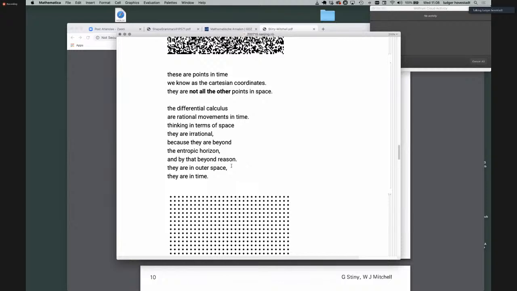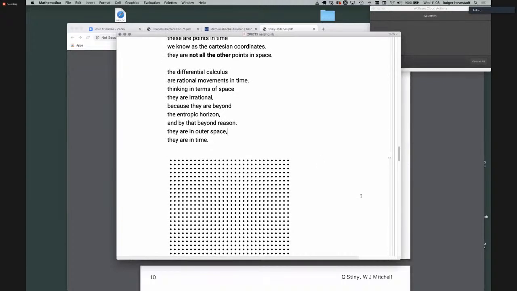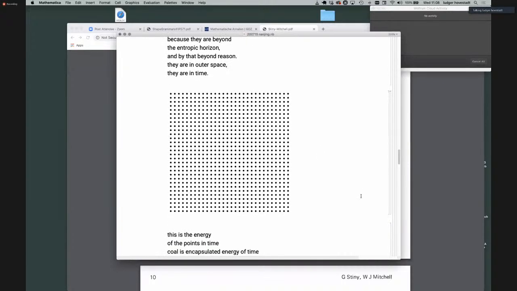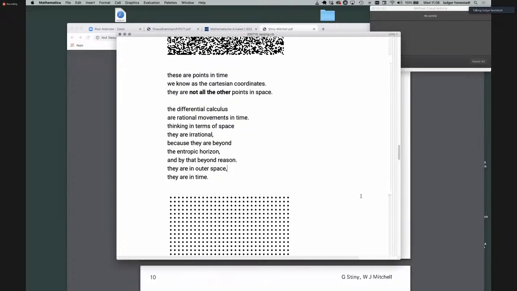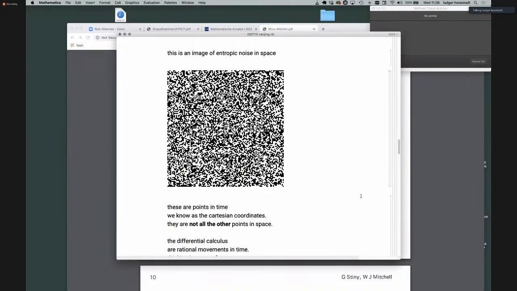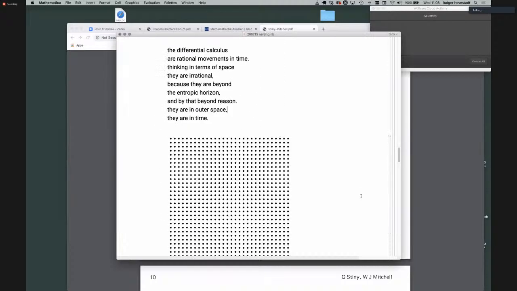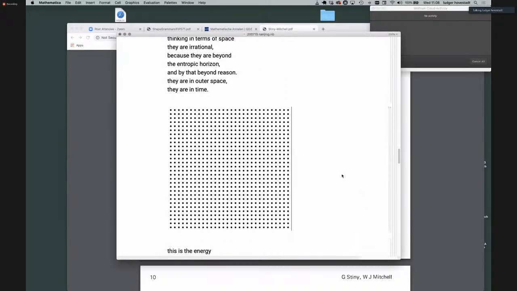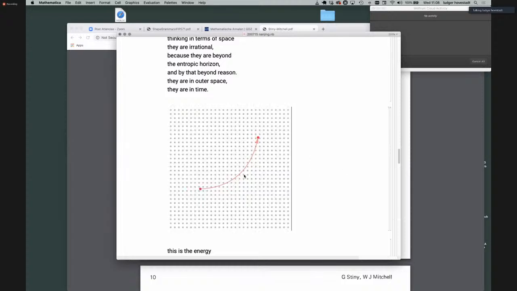And they're beyond reason, they are in outer space, they are in time. So, and now this is a Cartesian system. So you have to affirm that reality is like that, it makes no sense anymore. Then you start with a new kind of rationality and you can move freely between spaces in time.